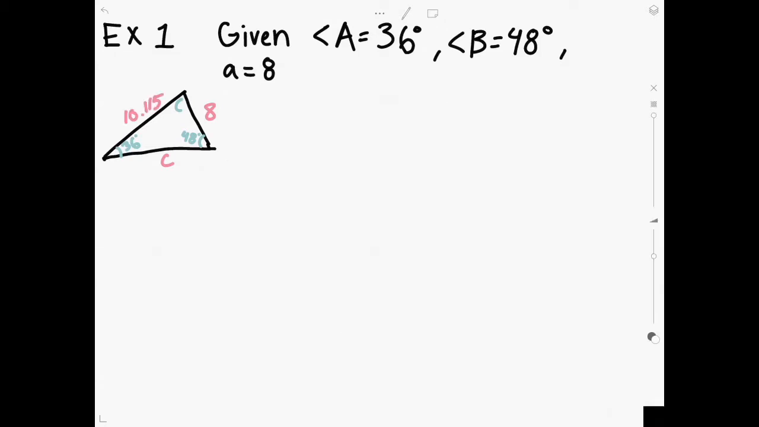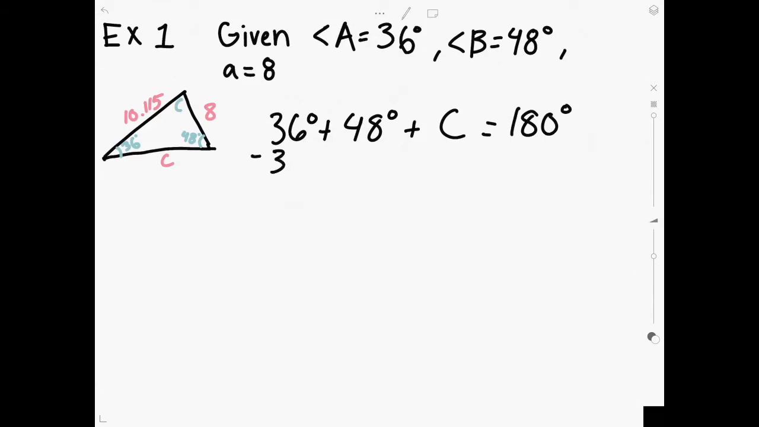Now that we have both sides and angles of A and B, we need to find the angle and side length of C. Angle C will be easier to find compared to its side length, because we know that all angles in a triangle must add up to 180 degrees. I like to write out this little equation, which is not necessary, but all you have to do is subtract 36 degrees and 48 degrees from 180 degrees, and you will get 96 degrees. So C equals 96 degrees.